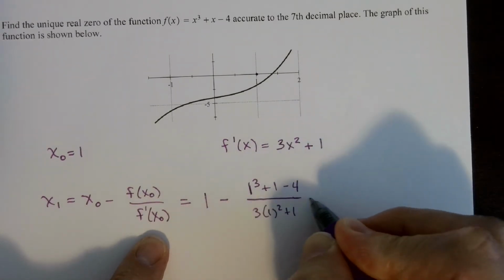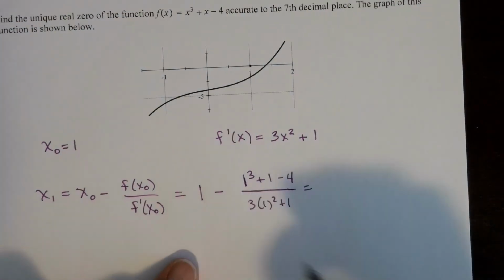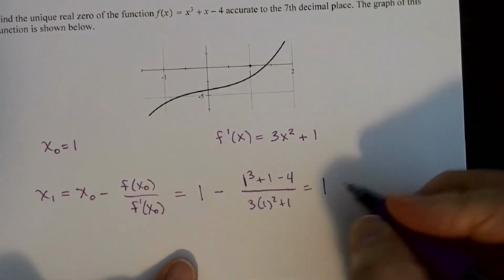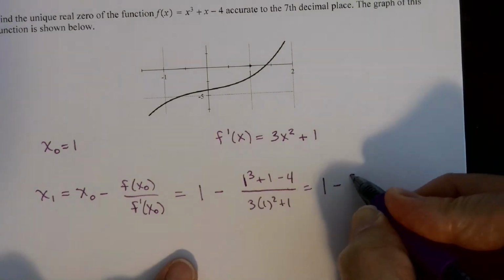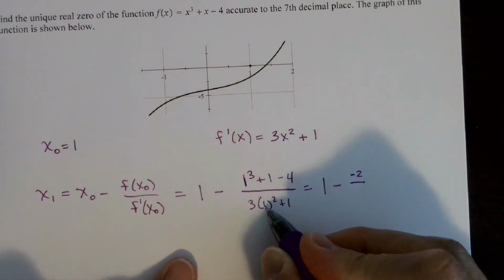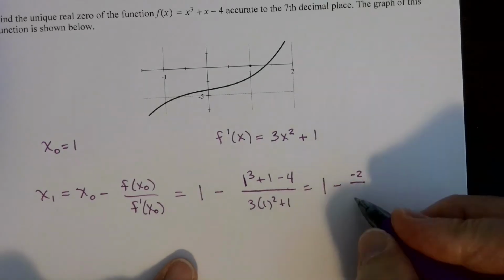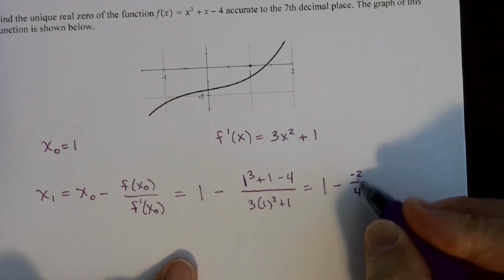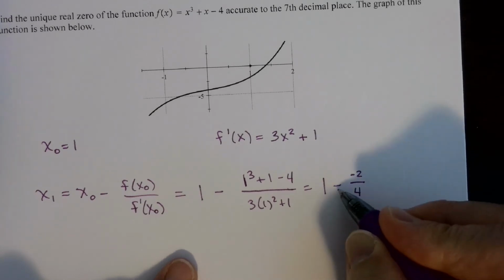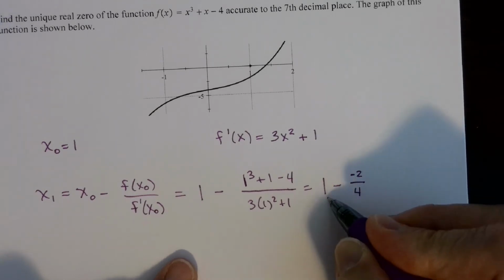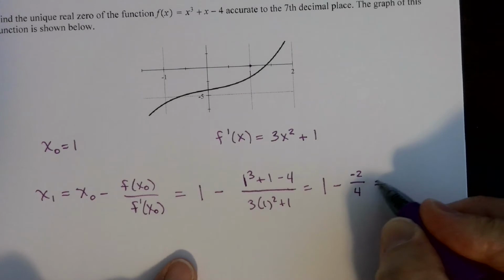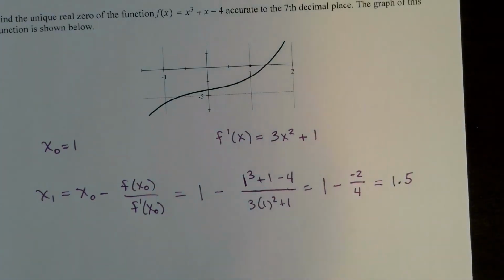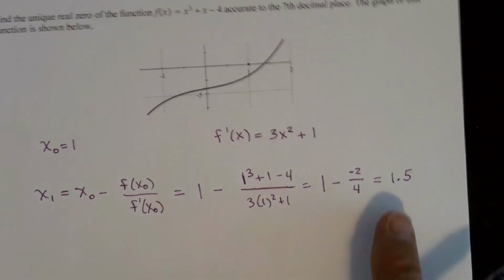Well, this is fairly easy arithmetic here, hopefully. I get 1 plus 1 is 2, minus 4 is negative 2 up top. 3 times 1 squared is 3, plus 1 is 4. So I get 1 minus what? A negative 2/4, a negative 1/2. 1 minus a negative 1/2 is 1 plus a half, which is 1.5. Okay? So there's x sub 1, 1.5.